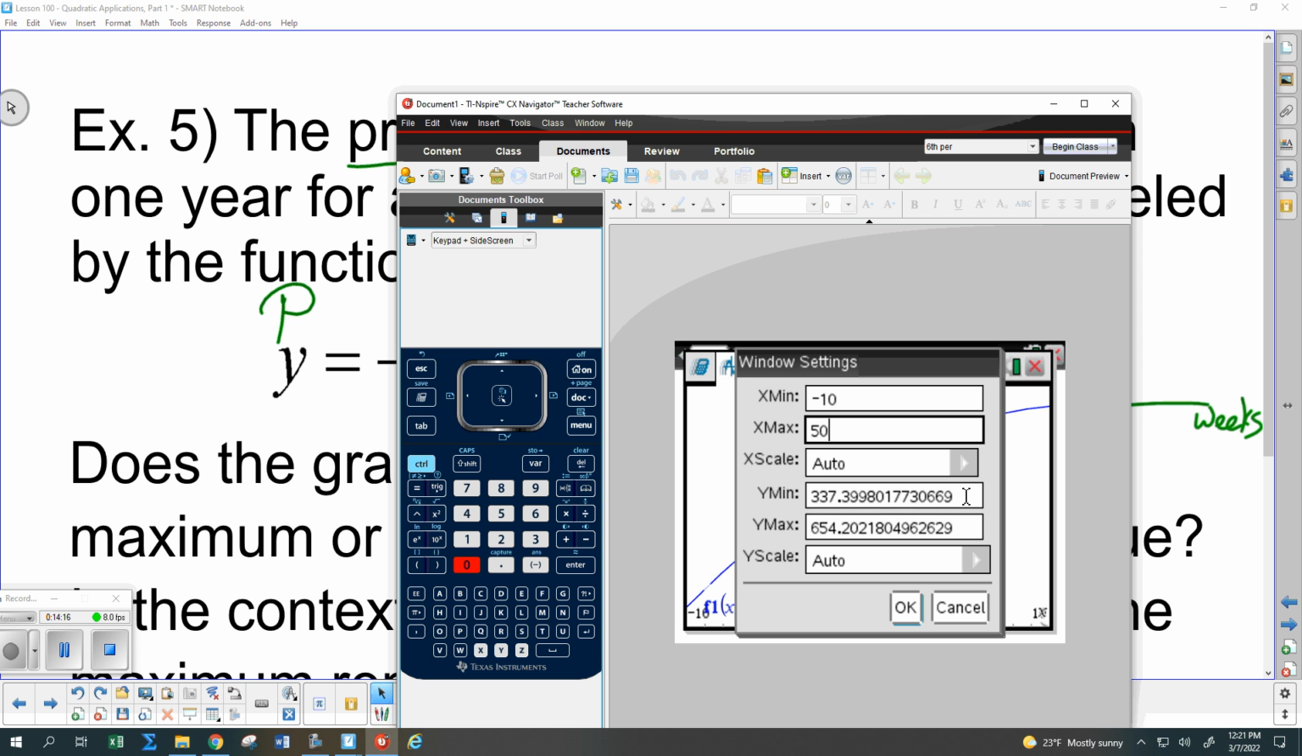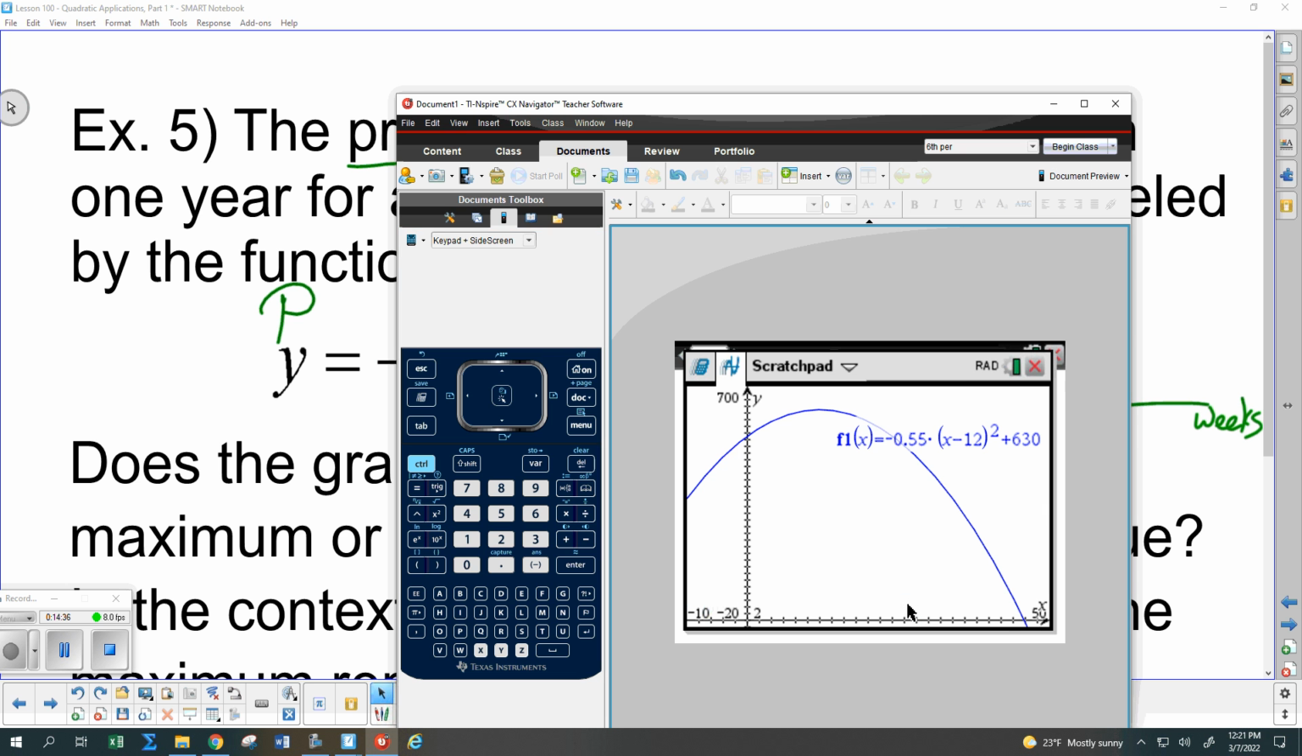And for my Y's, I really like to get my axis in there. So I'm going to go down, I don't know, how about negative 20 for a minimum, and maybe a little bit higher for my max. Maybe I'll do, how about 700? Bunch of things would work. That's just what I happen to pick. Sure enough, that's big enough. Now I can see my vertex.